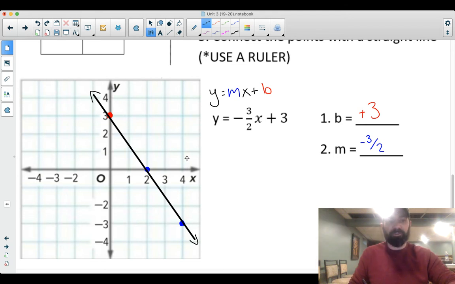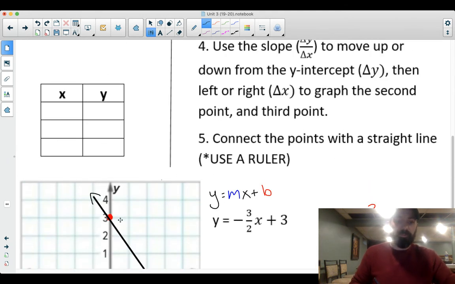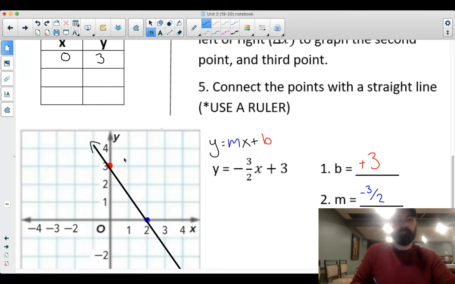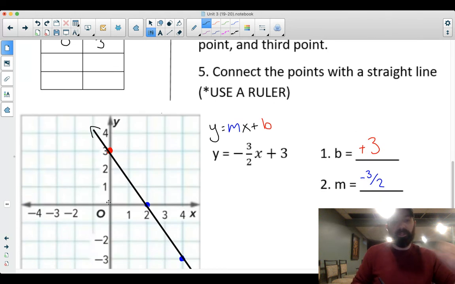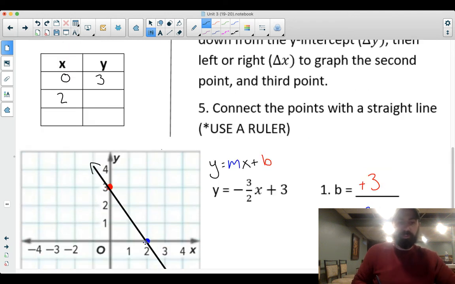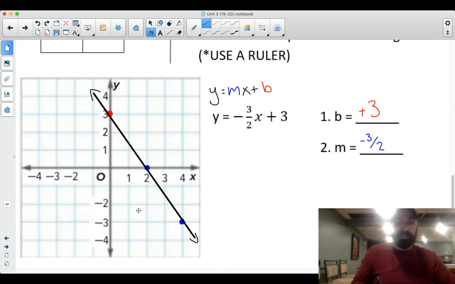Let's put these points into a table. Well, we know that our first point right here was 0, 3. We're on the y-axis, so it's 0, 3. Our second point, well, we didn't go up or down, so that means on the y-axis we had a 0. But how much did we go on the left and right? That's 1, 2. On my x, I went 2. And if you notice, I'm putting that in my x column. I went 2 on my x, and I didn't go up and down at all, so I go 0 on my y.